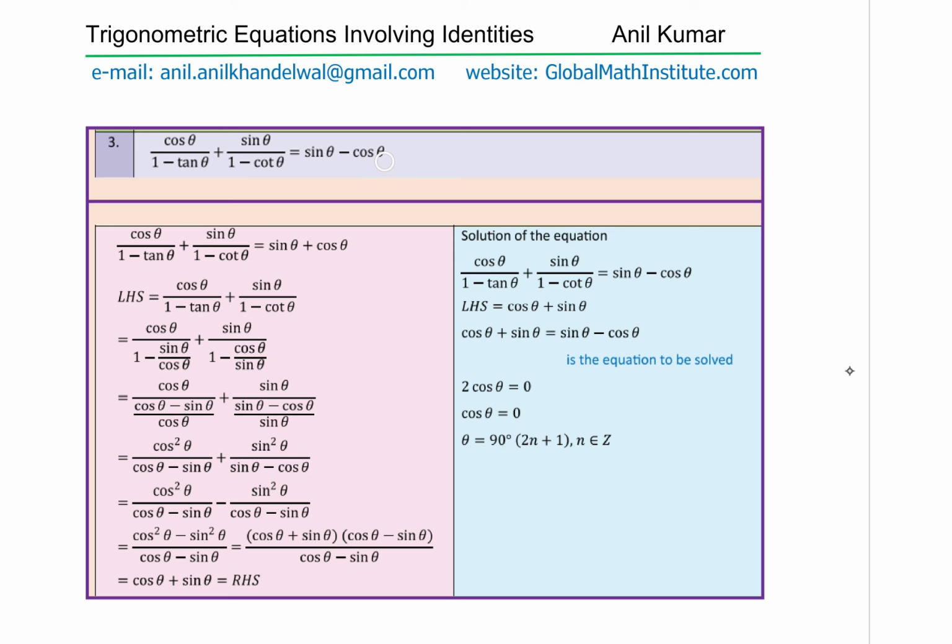We need to solve this equation. How do we solve this equation? Let's simplify the left hand side. So left hand side can be shown as equal to sin theta plus cos theta, and here is the proof for you, correct? So you can go through the proof here. So basically, we will be solving the equation sine theta plus cos theta equals sine theta minus cos theta.